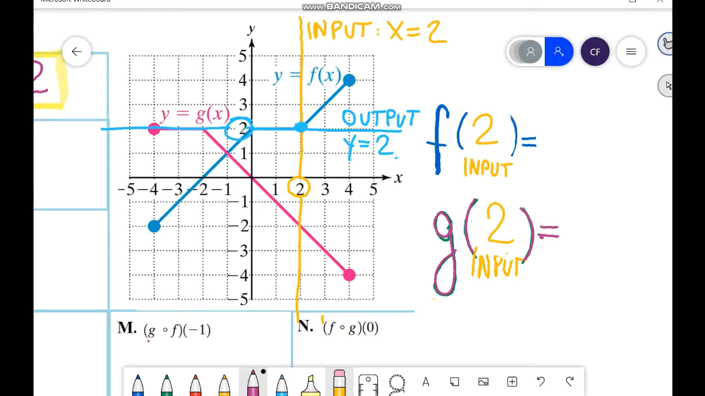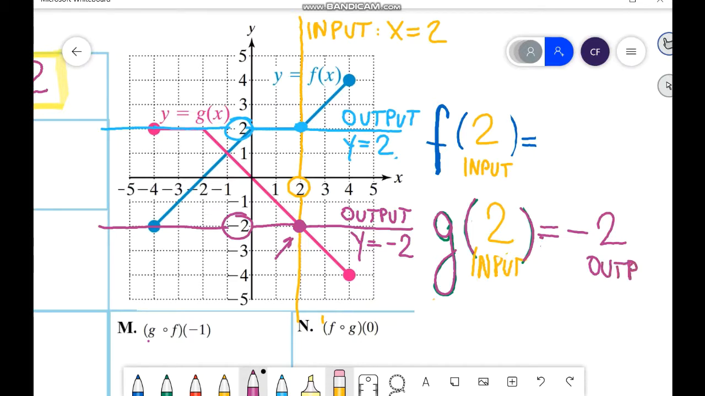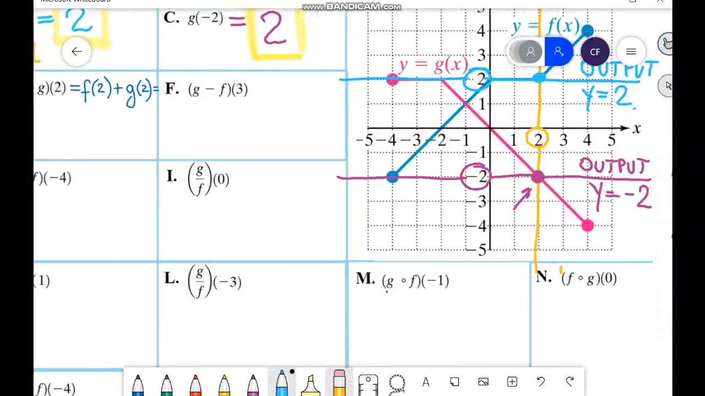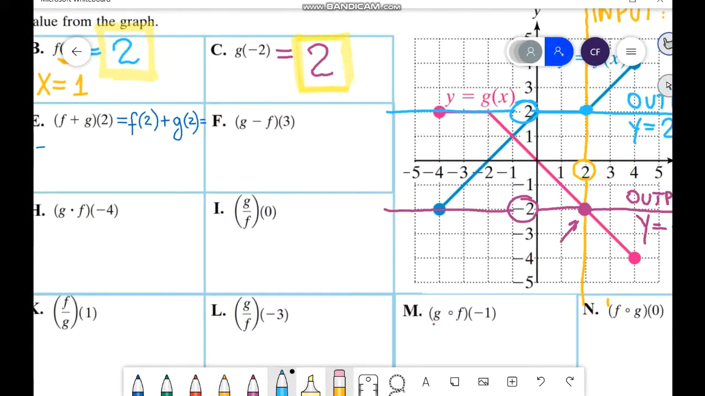And the output for g is this intersection right here. Draw a horizontal line. And this is the output. y equals what? y equals -2. Okay? So, -2 is the output for g, and 2 is the output for f. Make sense?